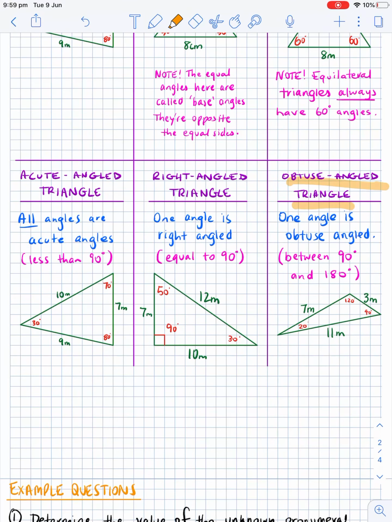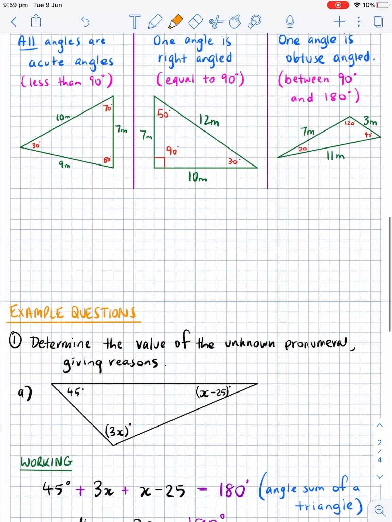And then you've got obtuse angled triangle. That's where you have one angle which is obtuse. Remember, obtuse is between 90 and 180, and you can see here we've got this 120 degree angle. So because we've got that angle, it's an obtuse angled triangle.